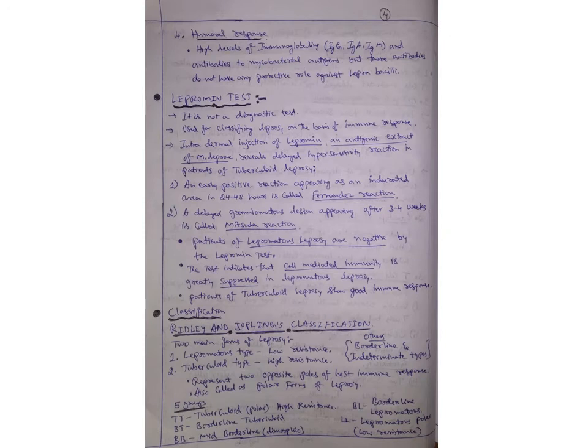Next, the humoral response, that is the blood response. High levels of immunoglobulins will be reported, that is IgG, IgA, IgM, and antibodies to mycobacterial antigens. But these antibodies do not have any specific protective role against lepra bacilli. That means these antibodies are not protecting the human body from the infective microorganism.